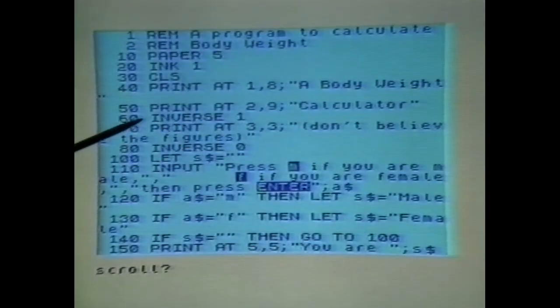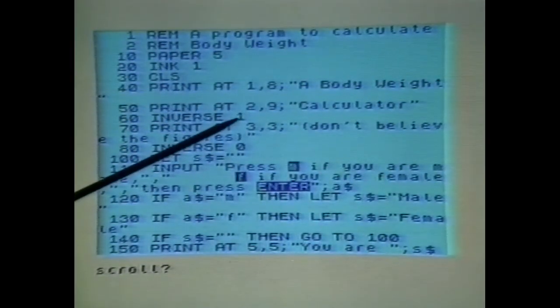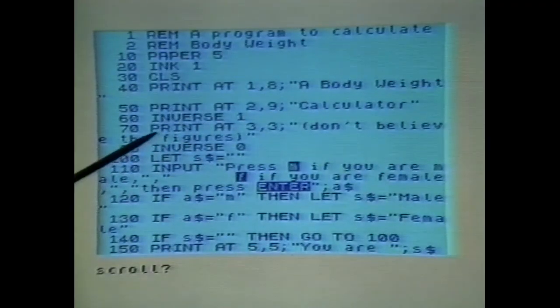Line 60 says inverse 1. Now, after I've written that statement, any print statements that occur will be printed in inverse printing. So instead of ink color printed onto paper color, it'll be the other way around. Paper color printed onto ink color. Line 80 changes it back again. So we've only got one print statement being used to show us inverse printing.